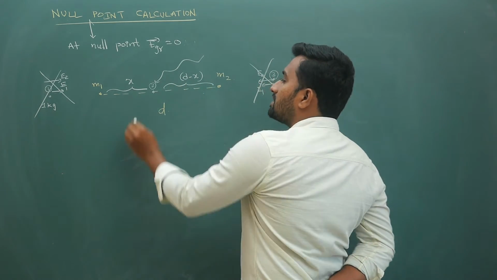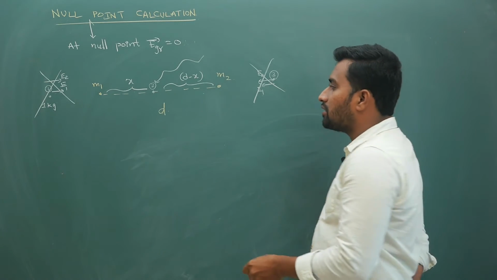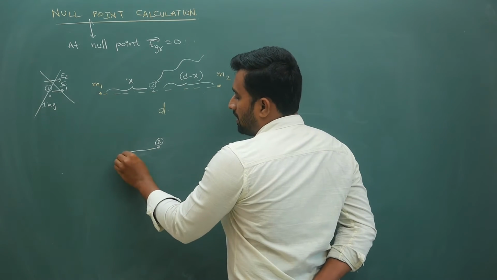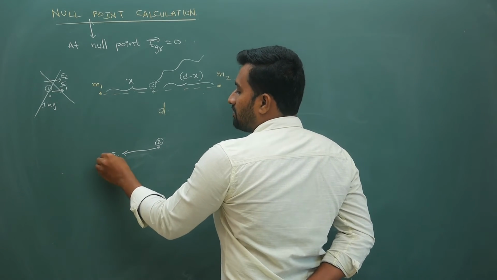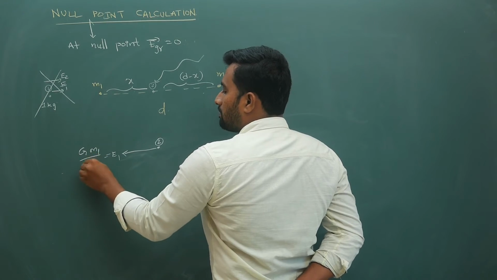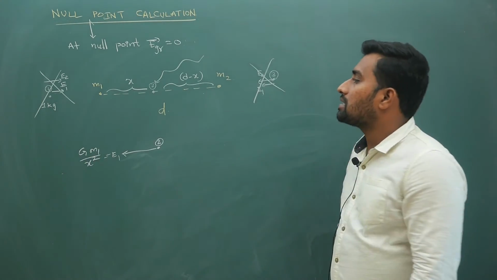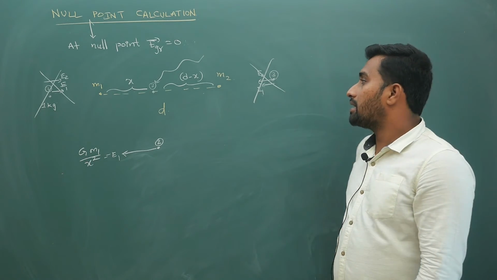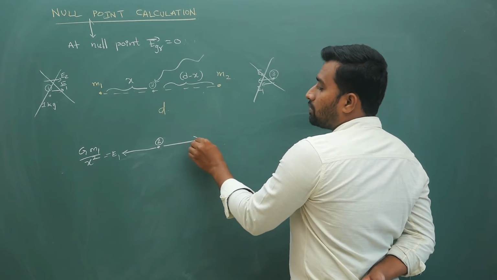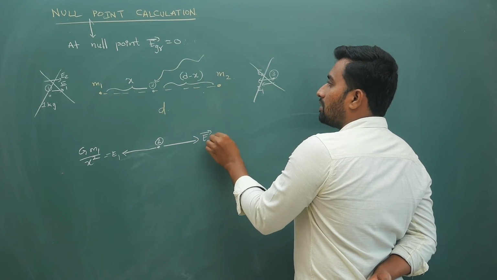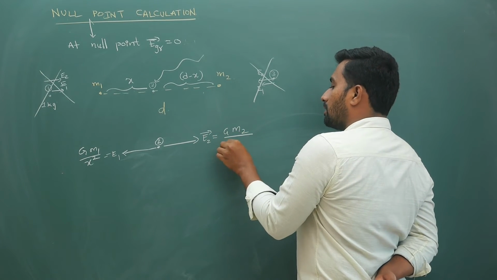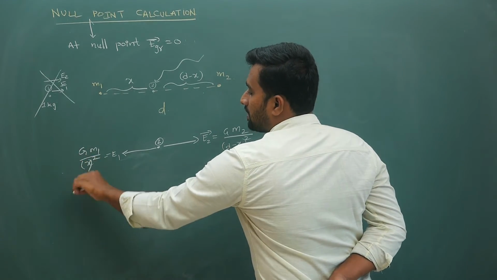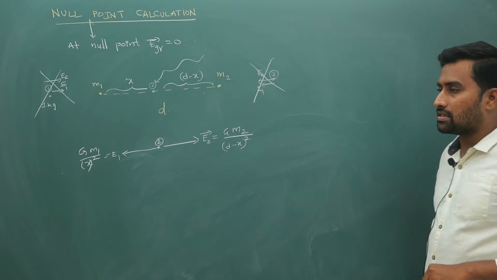Okay, so if the distance is x and this distance is d minus x, at point 2 in between, because of m1 your field E1 is g times m1 by x square. This m1 mass will attract, so E1 is g times mass m1 by x square. Next, because of m2 your field E2 is g times m2 by d minus x whole square. So you have got g m1 by x square and g m2 by d minus x whole square.